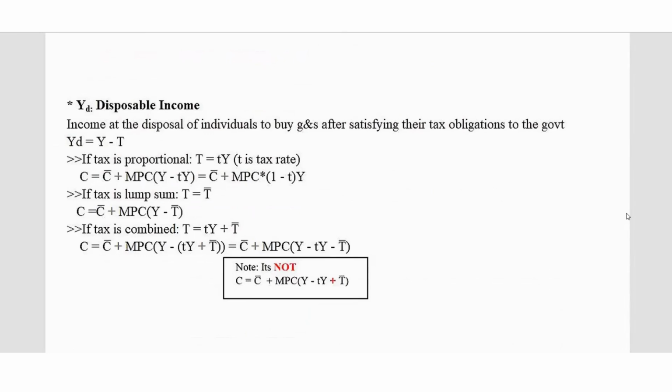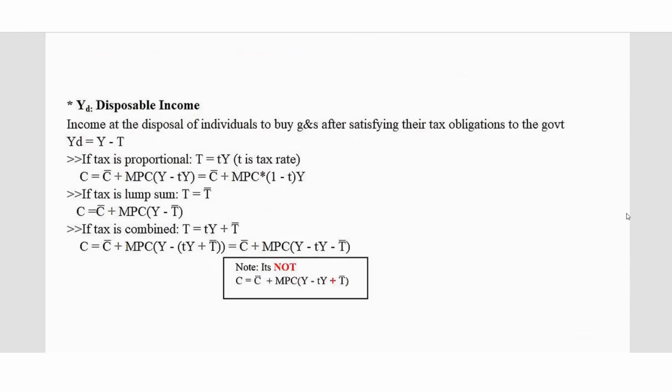For taxes, we consider three cases. If the taxes are proportional, then this means your taxes are equal to small t Y, where small t is the tax rate. So in this case, our consumption function can be written as autonomous consumption plus MPC times Y minus capital T, which represents your proportional taxes in this case. So we can replace it as small t capital Y. Now in the brackets, we have Y minus tY, and we can factor out a Y from here.